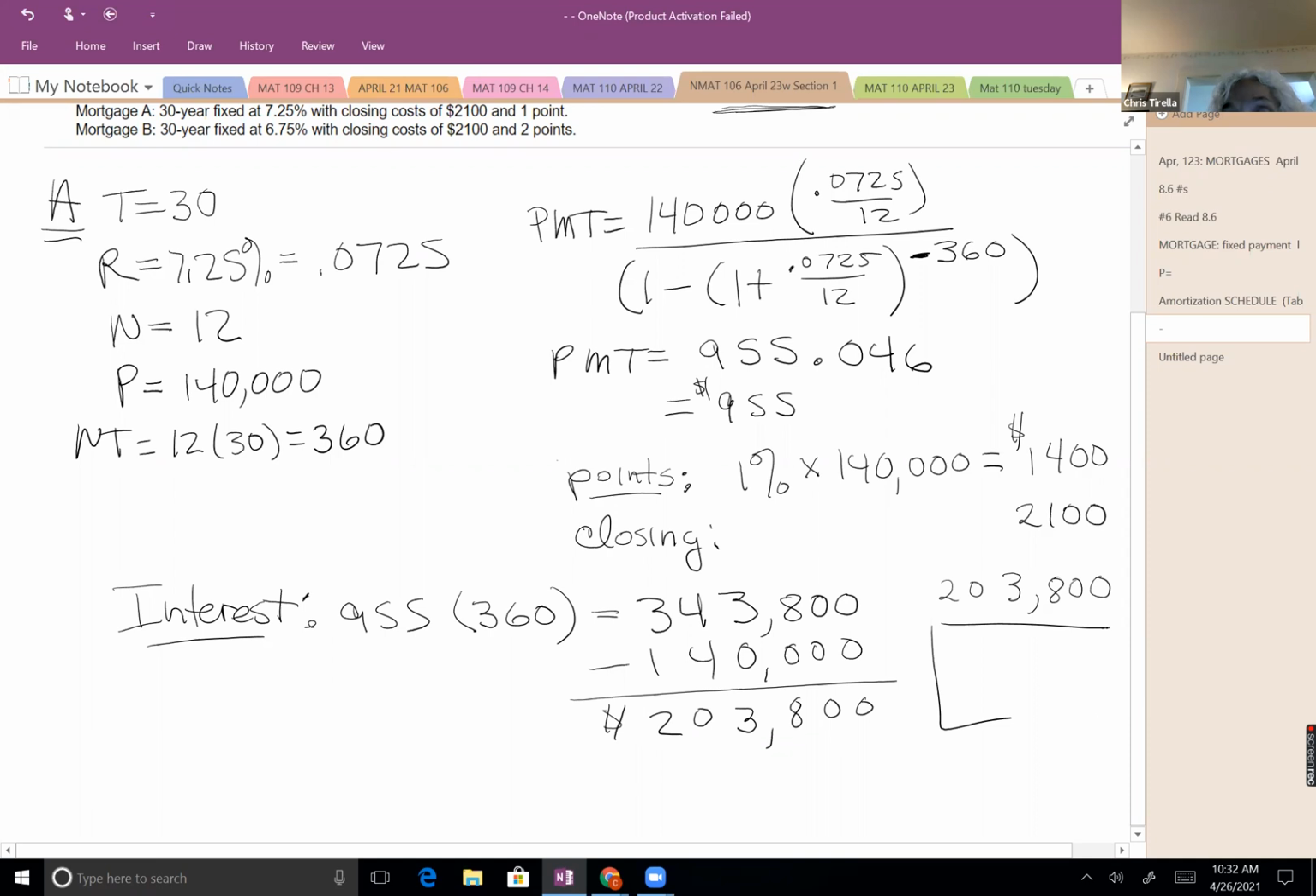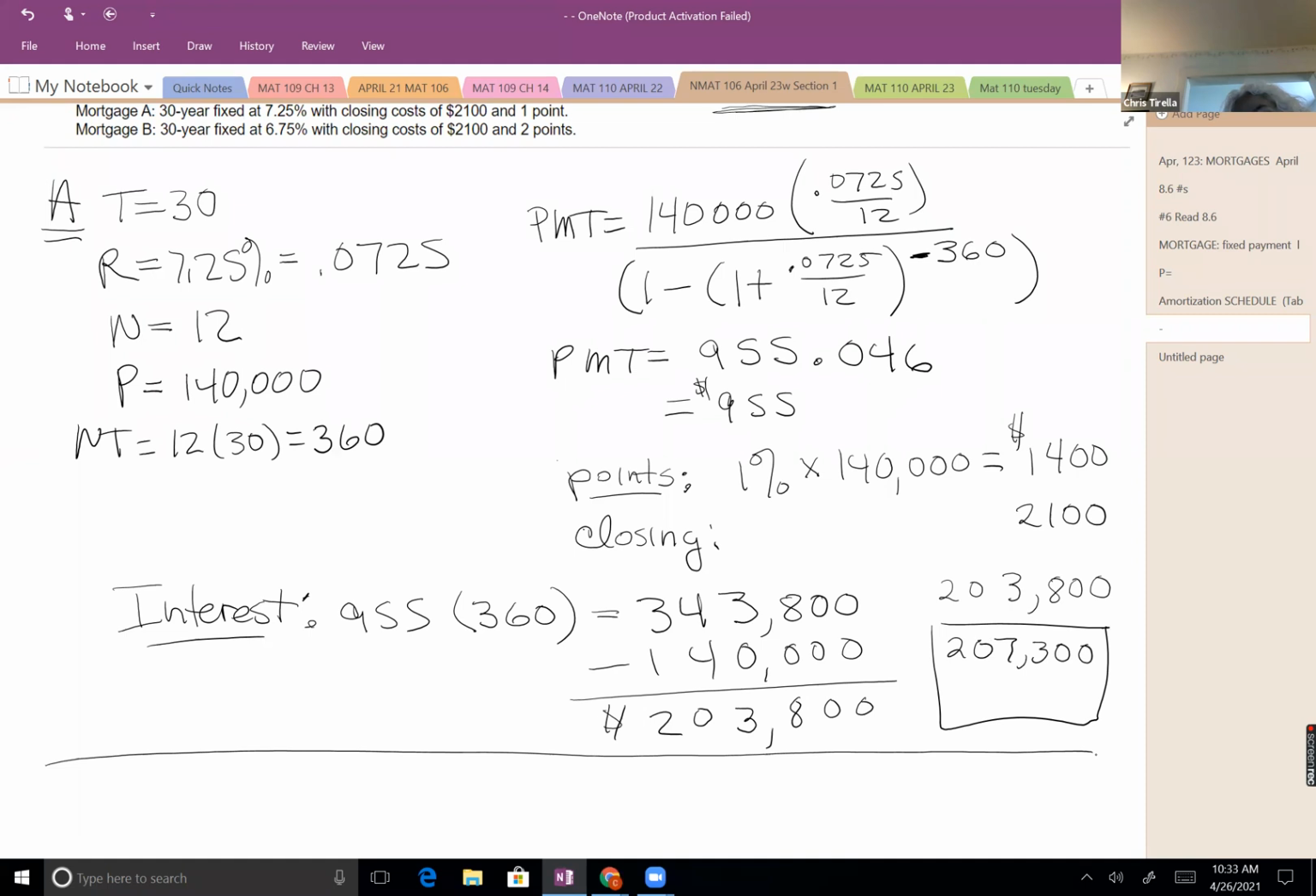And so when I add those all up, because that is what the question is asking us to add, the 1,400 plus the 2,100 plus the 203,800, we're getting $207,300. Does that make sense? Yeah. Now we want to do the exact same thing, but with mortgage B.